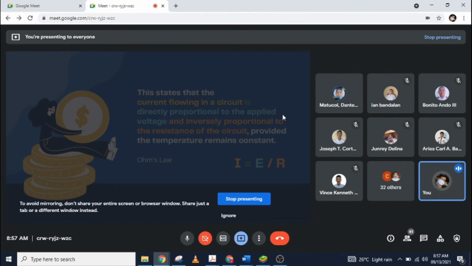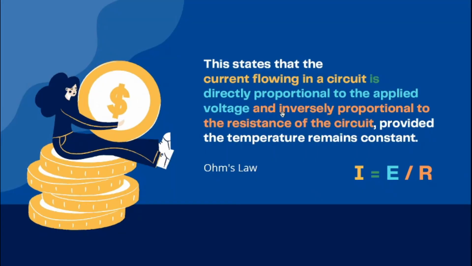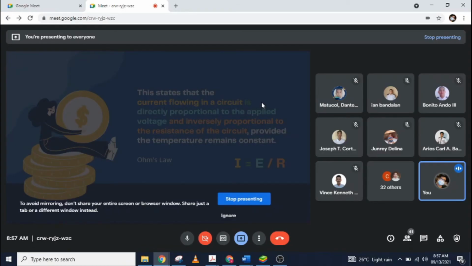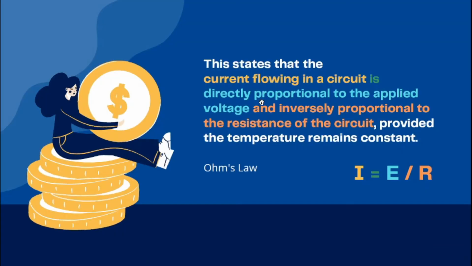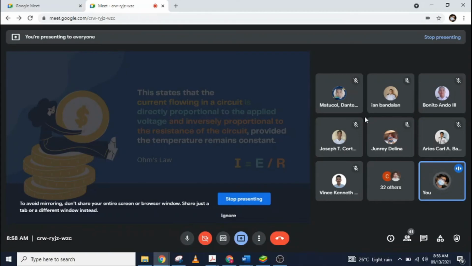Okay? So meaning, class, itong mga words natin na binabanggit dito actually have deeper meaning. Sinabing directly proportional, inversely proportional, that's the shortcut of saying yung binanggit ng klase nyo kanina, si Matukol. Yung relationship between voltage, current, and resistance, ito yung nagsasummarize. Directly proportional, and inversely proportional.